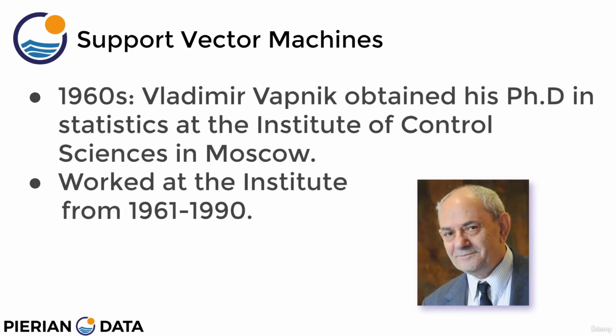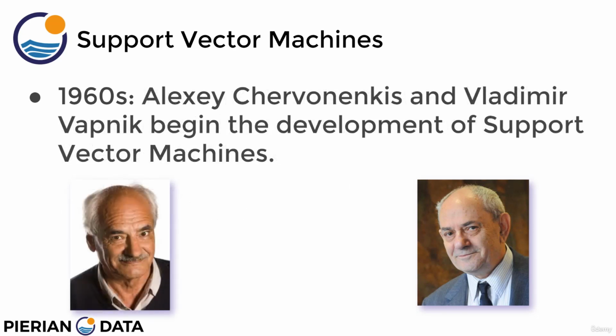This all begins in the 1960s, when Vladimir Vapnik is obtaining his PhD in statistics at the Institute of Control Sciences in Moscow in the Soviet Union. And he actually worked at the institute in some sort of capacity from 1961 to 1990. Now, in the 1960s, Alexei Chervonenkis and Vladimir Vapnik begin the development of support vector machines.